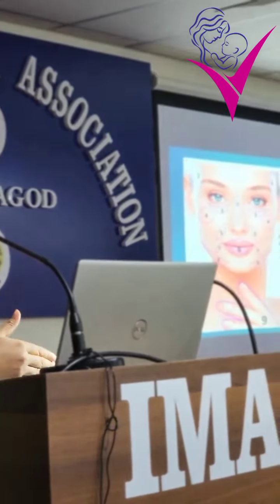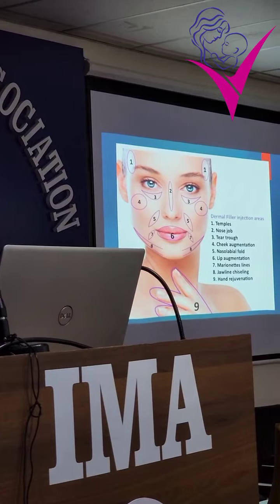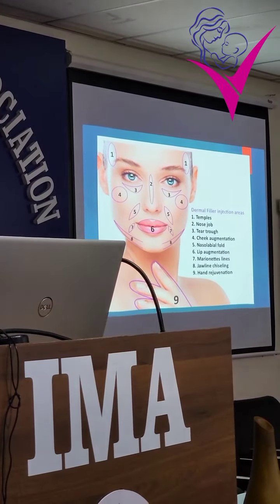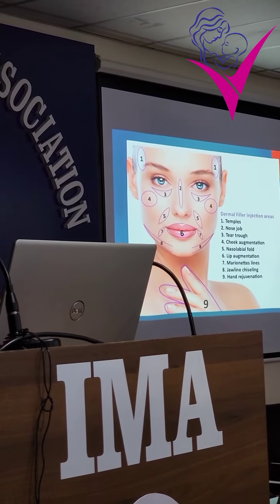Hyaluronic acid is not permanent, it's temporary. It can last anywhere between 8 months to 1 year. The patient will need repeat injections and touch-ups. So with dermal filler, you can actually treat the hollowing of the temple. You can do a non-surgical rhinoplasty, or you can improve the contour of the nose by just injecting hyaluronic acid.